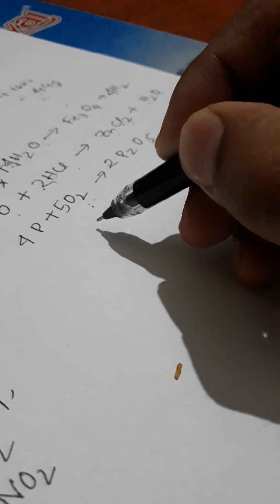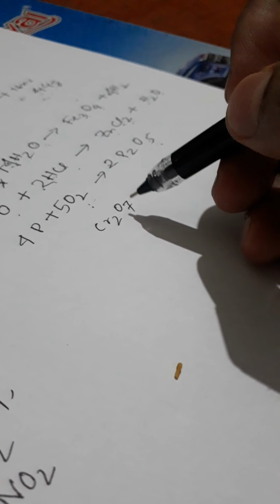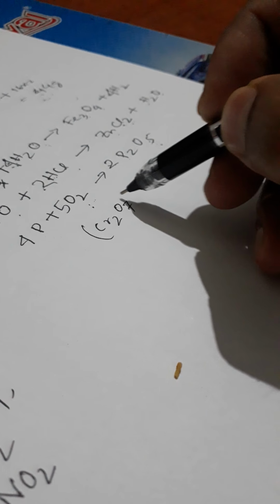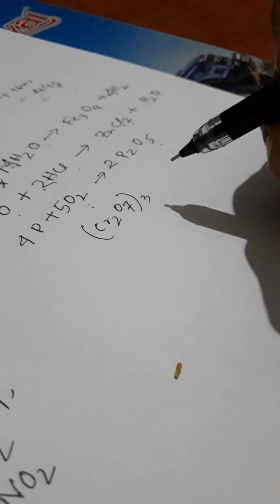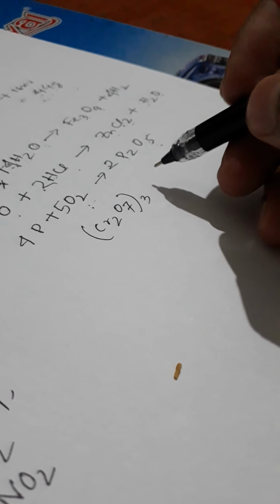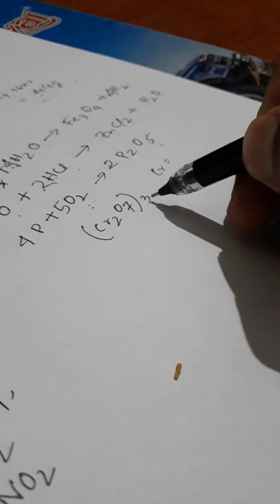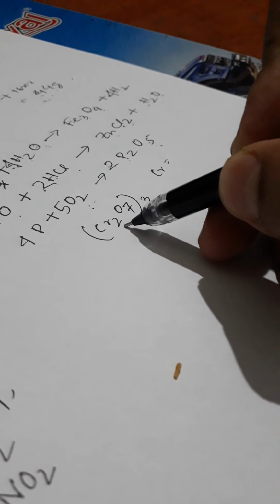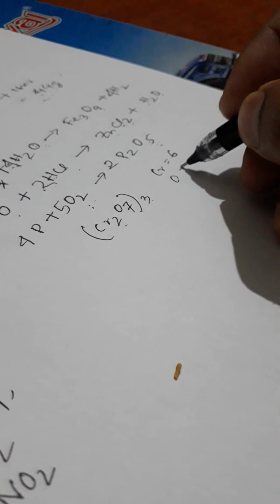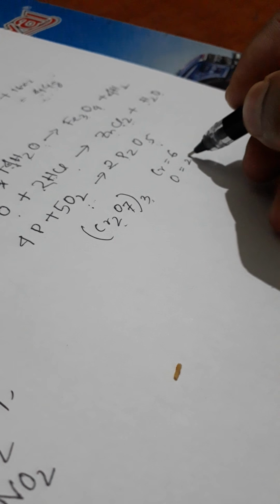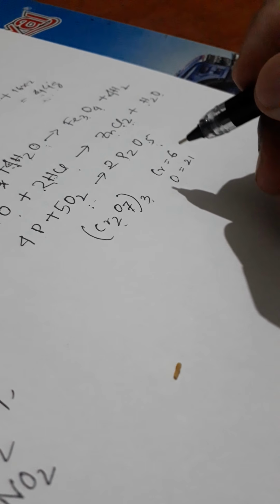Say it is Cr2O7 dichromate within bracket thrice, means dichromate 3 times. So how many chromium atoms are there? Just multiply that 3 with that 2 chromium. So it will be 6 chromium, and for oxygen 3 sevens are 21. Like this you have to count if it is within bracket.